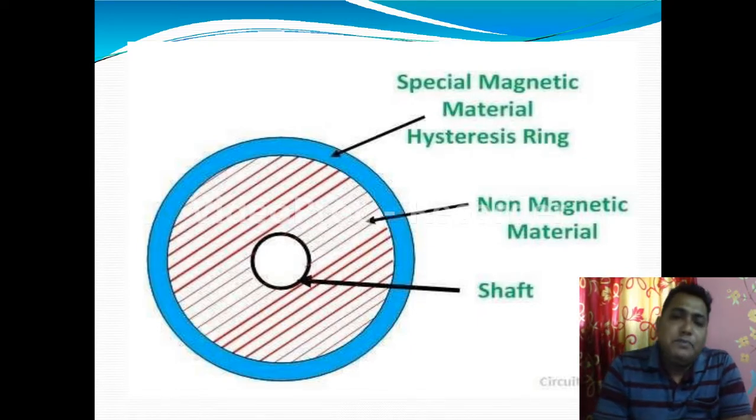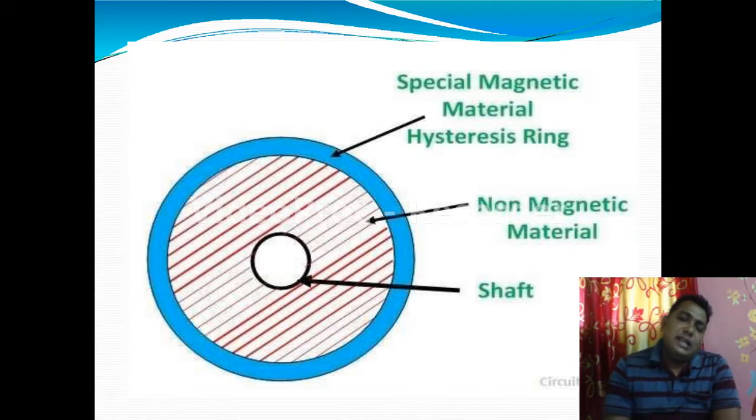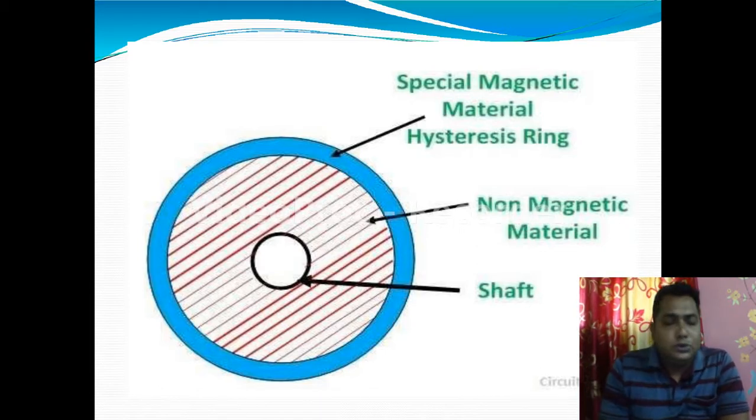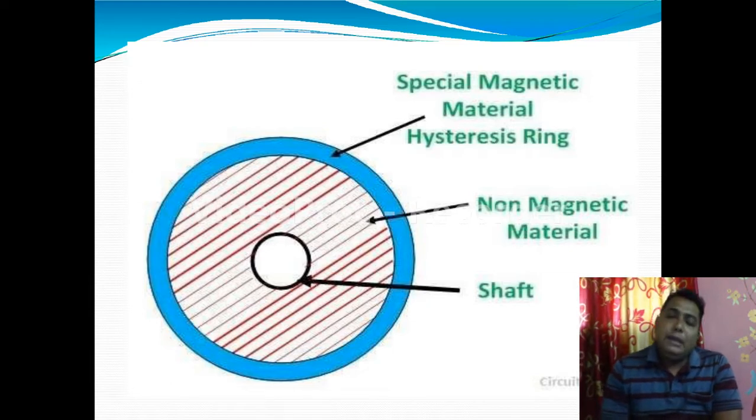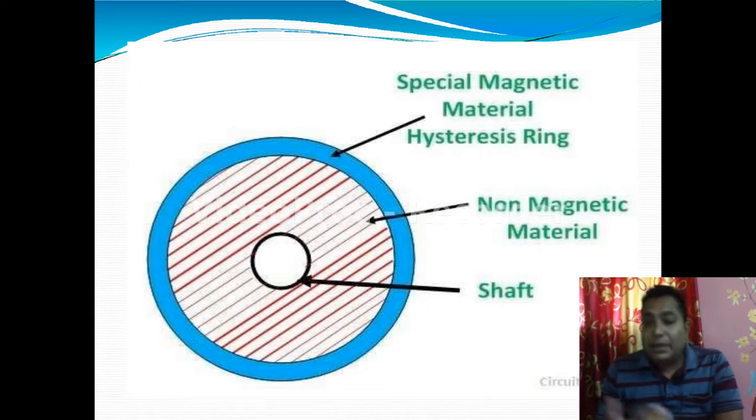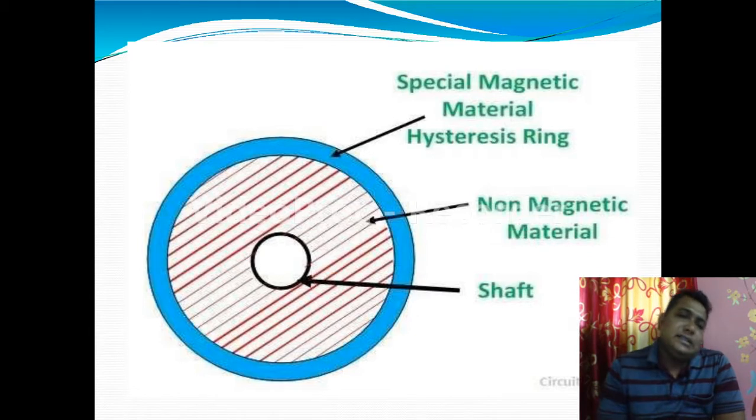What is the outer periphery? Special magnetic material, the hysteresis ring. So basically this is a hysteresis ring, maybe made of cobalt and nickel, and inside that we have non-metallic magnetic material, and the center is the shaft, obviously.